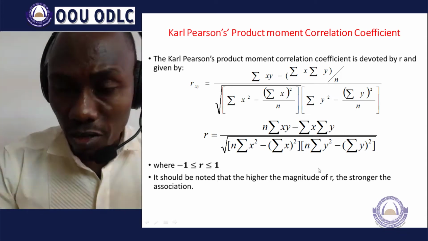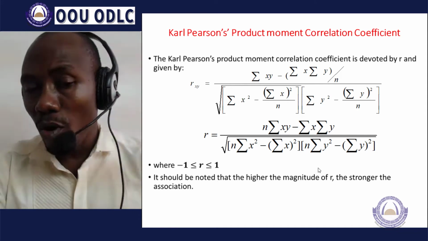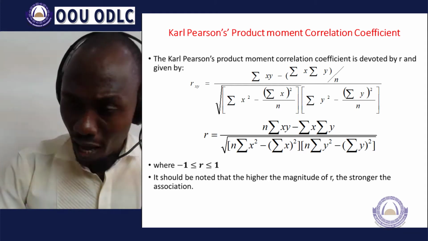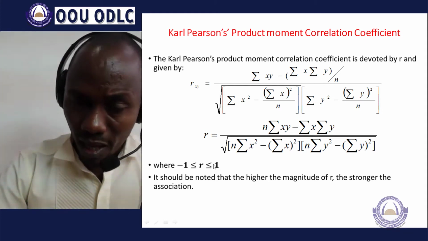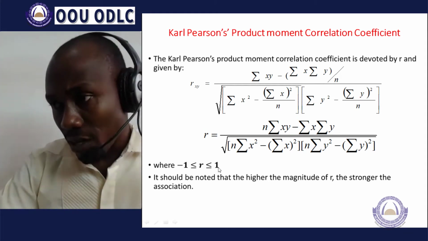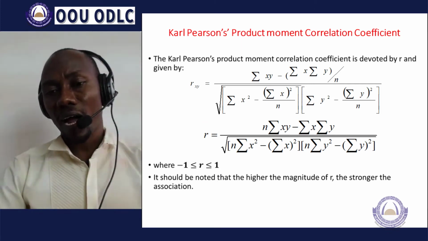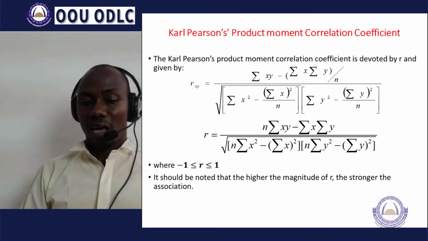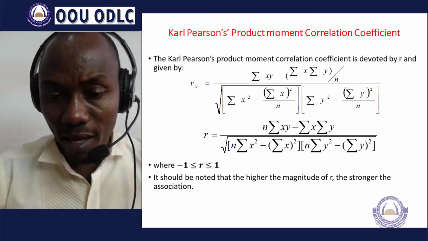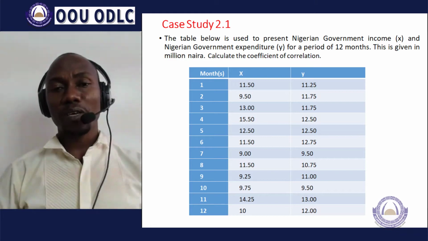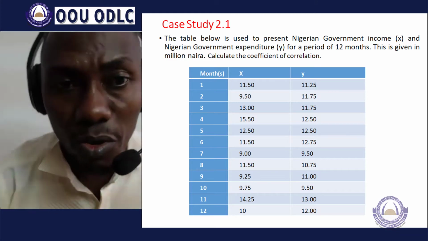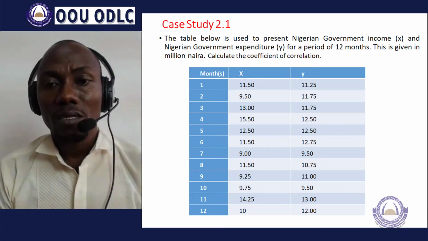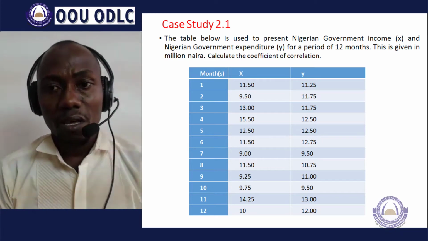However, the condition is that the value of r, that is the correlation coefficient, must lie between -1 and 1 inclusively. And it is the value of r that you get that we shall then interpret, as I've rightly mentioned earlier. Let us pick an instance and apply Pearson's product moment correlation coefficient.